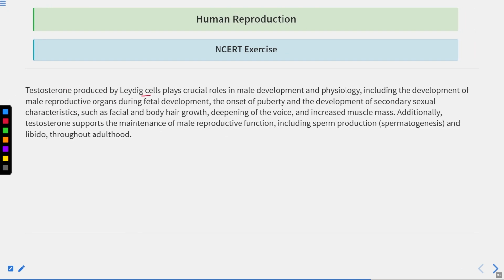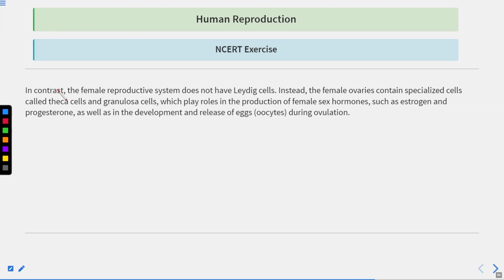Now, testosterone produced by the Leydig cells plays a crucial role in male development and physiology. We already know that, including the development of the male reproductive organs during fetal development, onset of puberty also, and development of the secondary sexual characteristics such as facial and body hair, deepening of the voice, increased muscle mass. Additionally, testosterone supports the maintenance of the male reproductive function also, like sperm production and libido throughout adulthood.